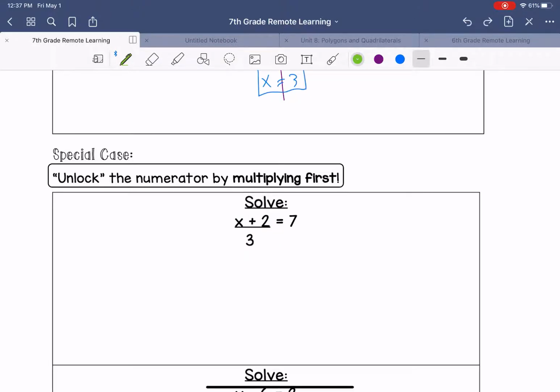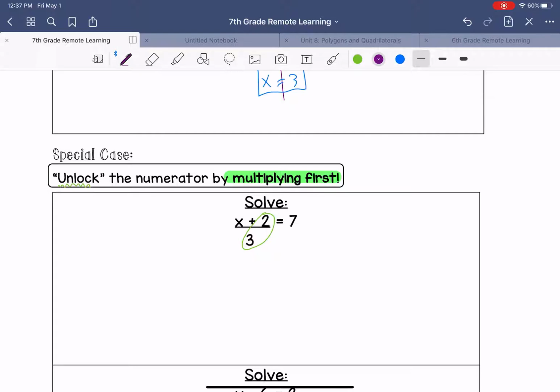Okay, so what we have to do, you can see that I wrote this here, we have to unlock the numerator, so the top, by multiplying first. So that is the trick with these types of equations, is we actually have to multiply first, which is the opposite of what we've been doing. Everything we've done so far said you have to add or subtract first. But in this case, the 2 is stuck on the top because of this 3.